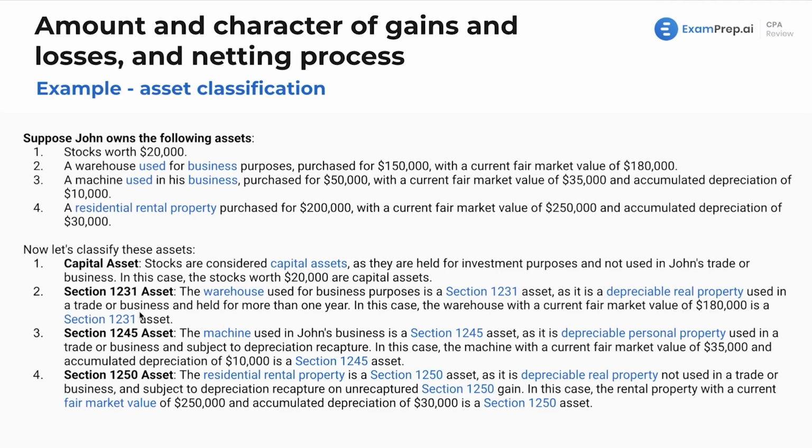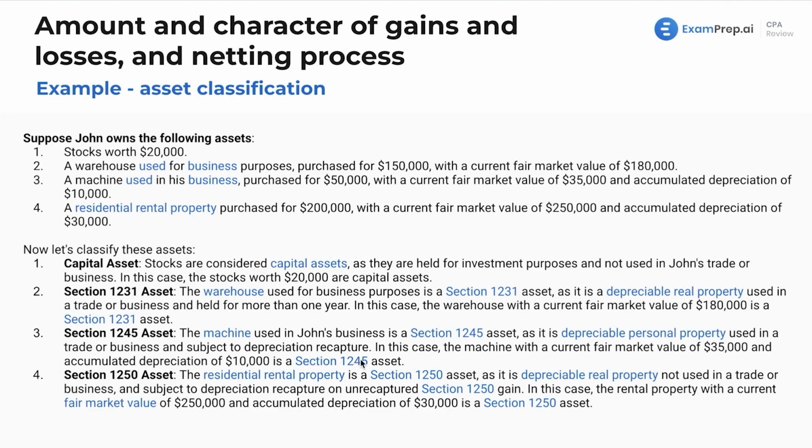Next up, we have a machine used in business purchased for $50 with a fair market value of $35 and accumulated depreciation of $10. This we're going to see is a 1245 asset. And why is that? Well, it's depreciable personal property used in a trade or business and subject to depreciation recapture. In this case, the machine with a current fair market value of $35 and accumulated depreciation of $10,000 is a Section 1245 asset.